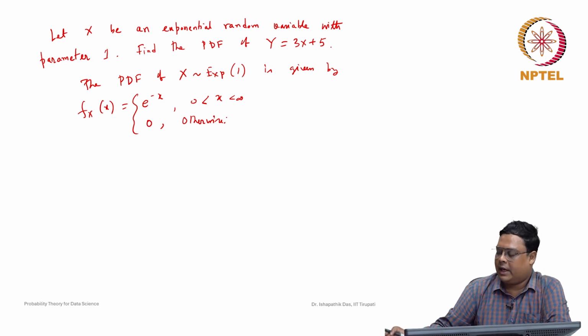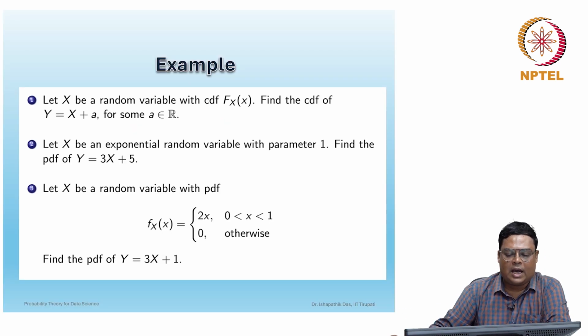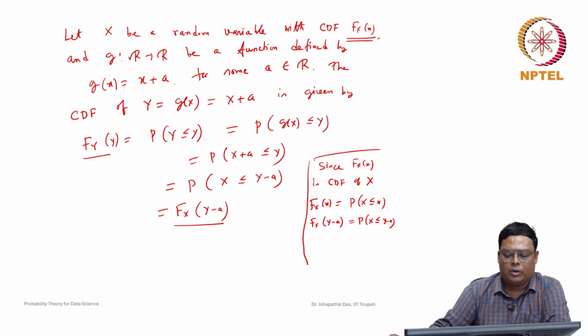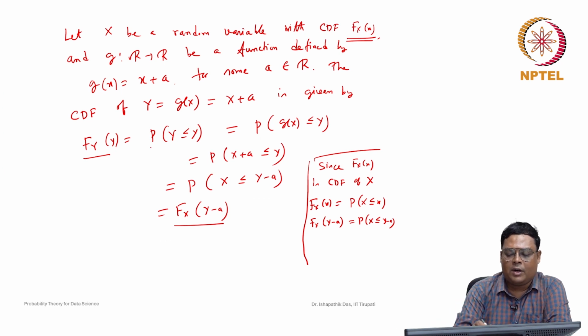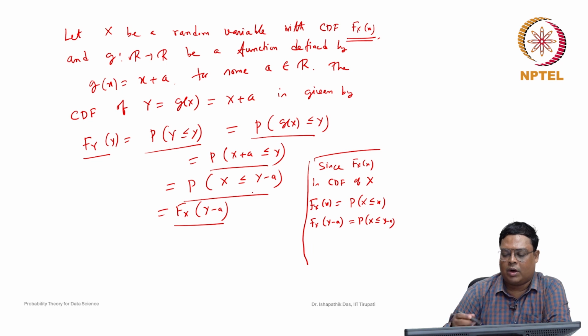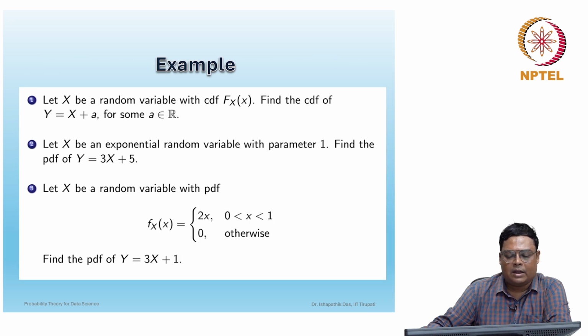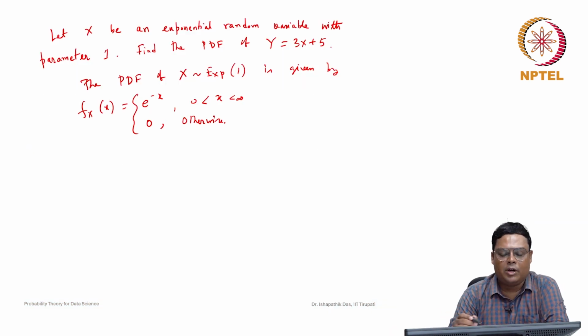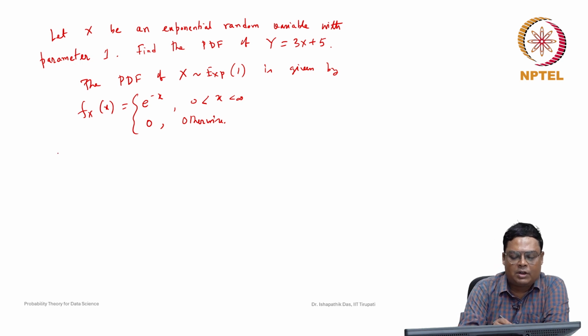Now as we know, for the cumulative distribution function it is easy to find, but the probability density function we do not know how to find directly. For the probability density function we have to take the derivative of the cumulative distribution function. So now they asked for the probability density function. First we will find the cumulative distribution function.